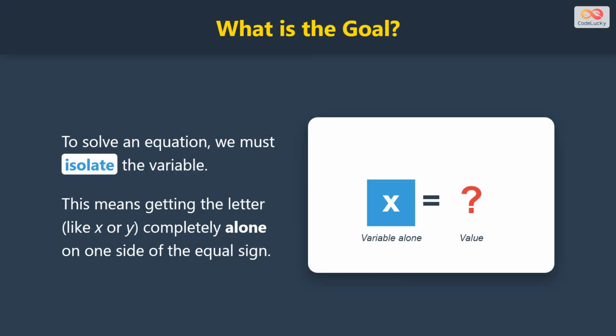First, let's understand our main goal. Solving an equation means finding the value of the unknown variable, like x or y. To do this, we need to isolate the variable. This means we want the letter to be completely alone on one side of the equal sign.